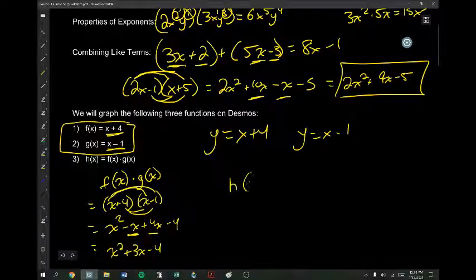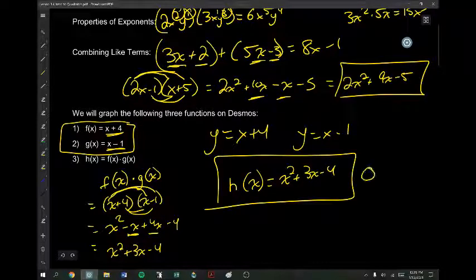So I made up a new function called h of x, and h of x is x squared plus 3x minus 4. This is called a quadratic. It's a quadratic function because its biggest power is 2. To be a quadratic, you have to have a biggest power of 2.